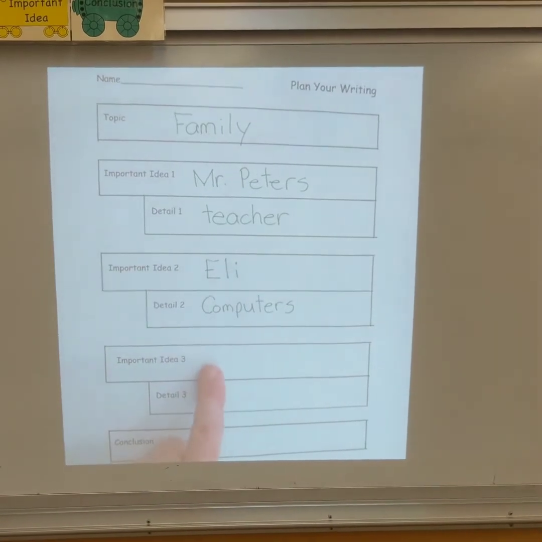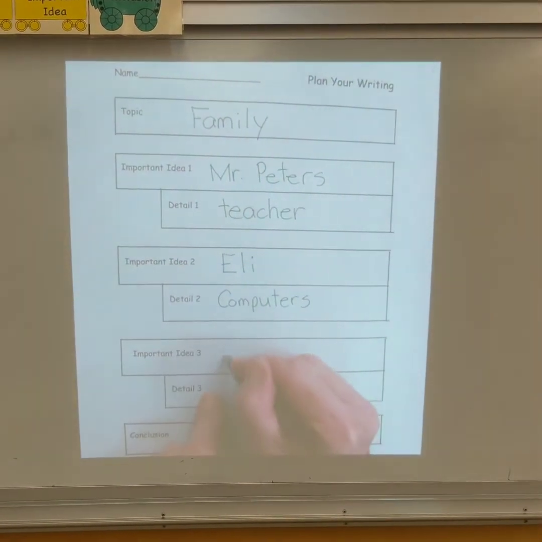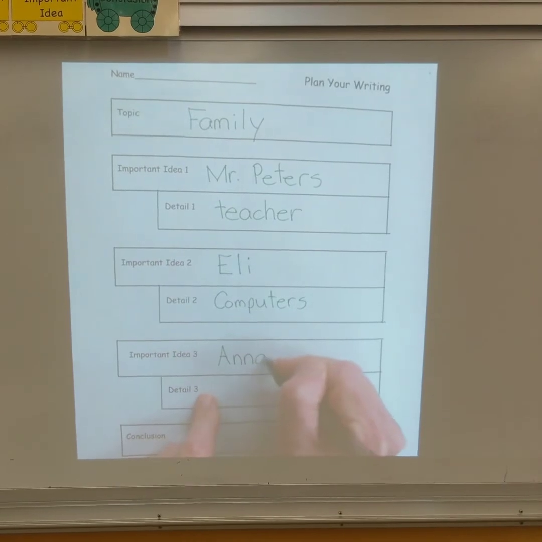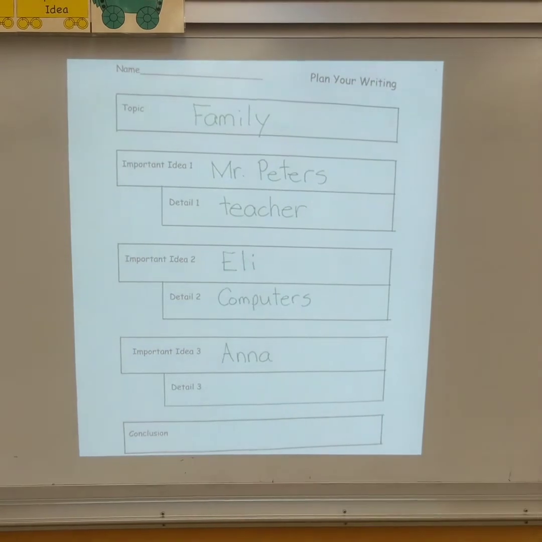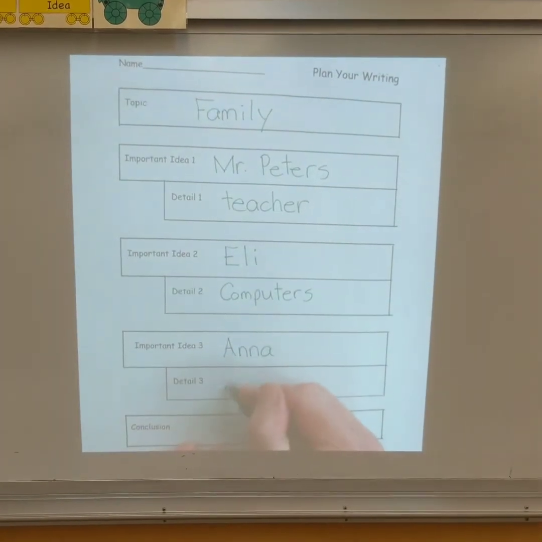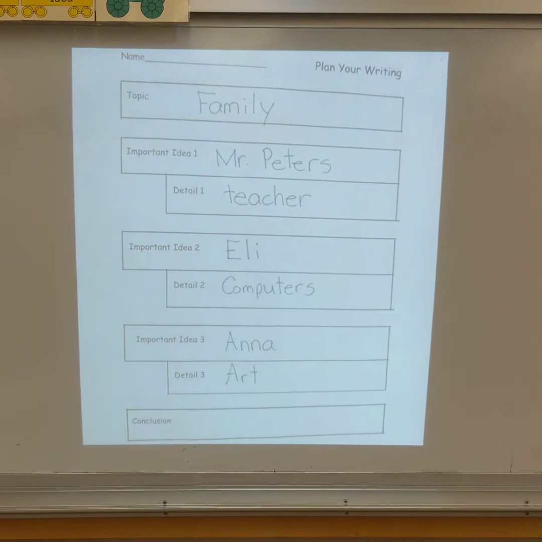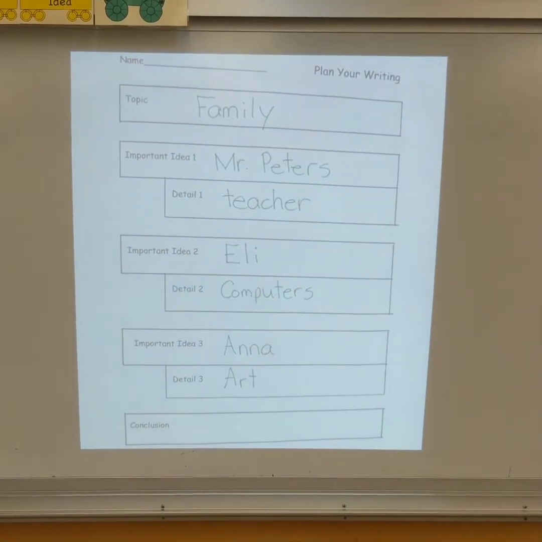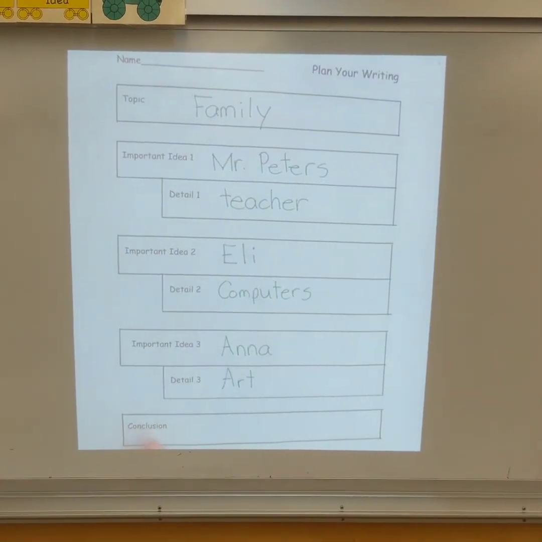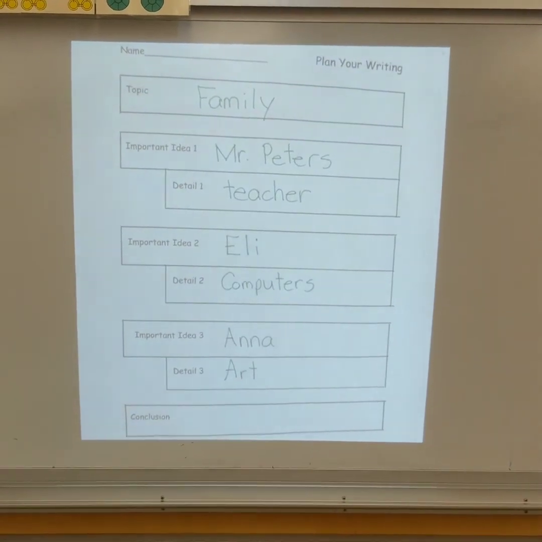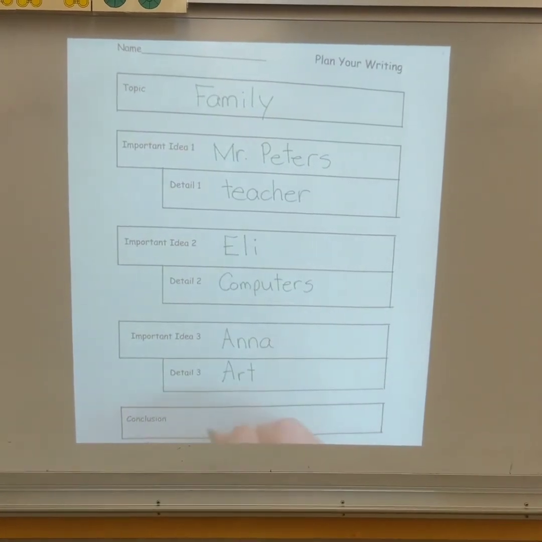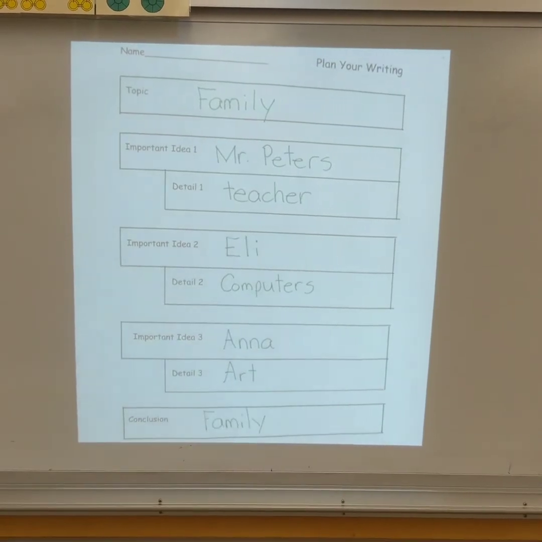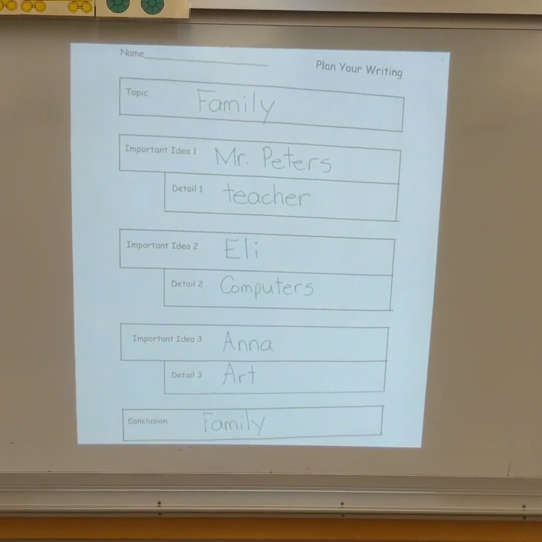And for important idea number 3, I'm going to write the word Anna, who is my daughter. And then I'm going to write a detail about her, something that gives some more information. I'm going to write the word art because she is very good at art. And conclusion, remember your conclusion always kind of goes right back up to your topic. You're going to wrap it up and remind your readers what your topic was. So I'm going to write the same thing under conclusion, family.